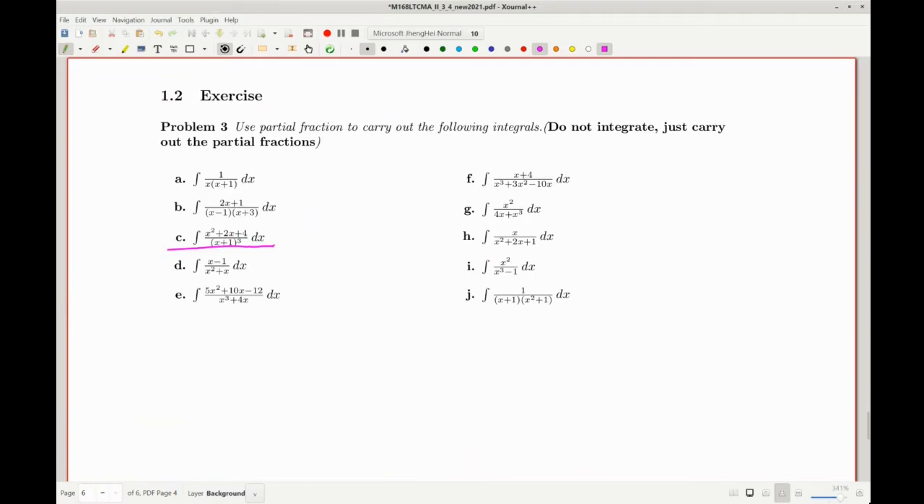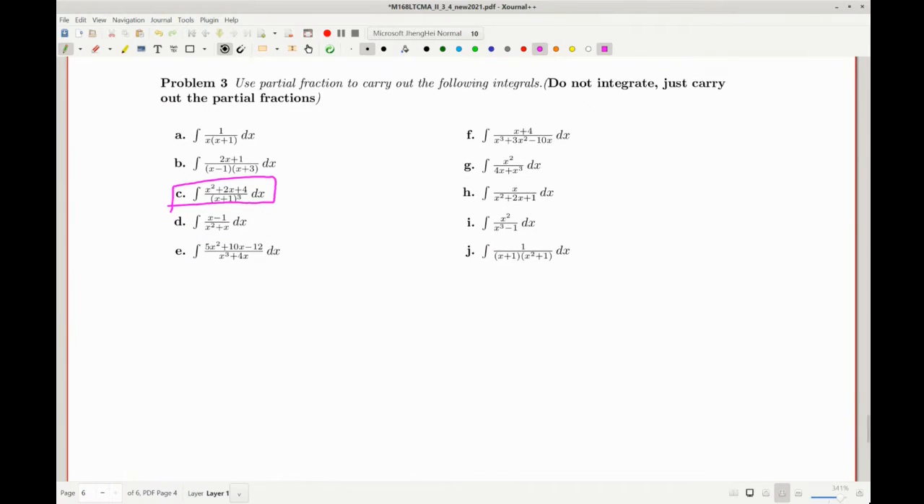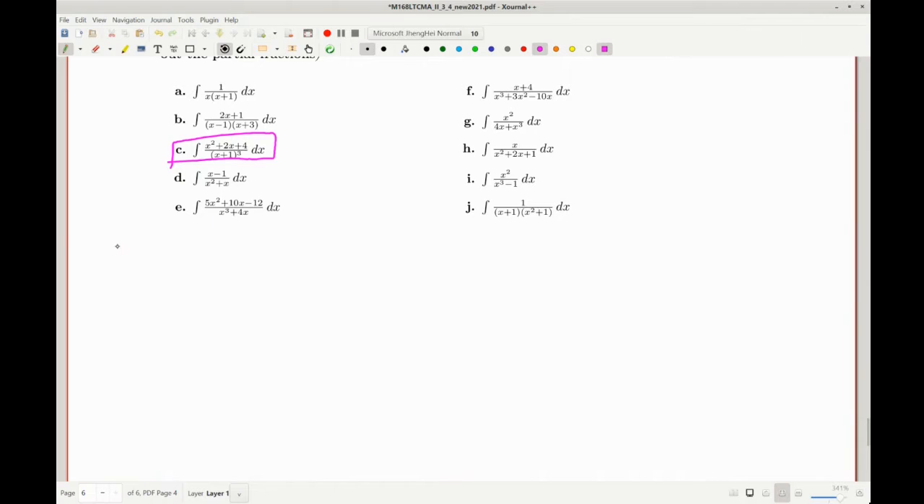We have C to look at. So C becomes x squared plus 2x plus 4 over x plus 1 cubed. Now, when we look at this one, again, the denominator is cubic, the numerator is squared degree, and so it is in good form of a proper fraction.